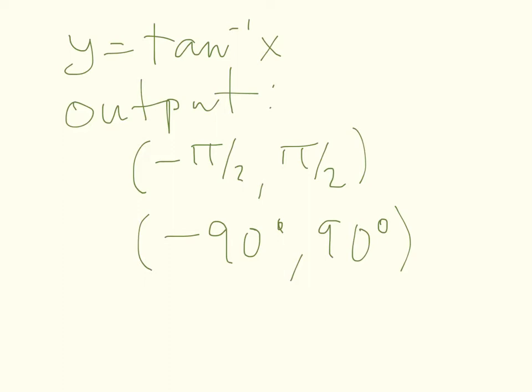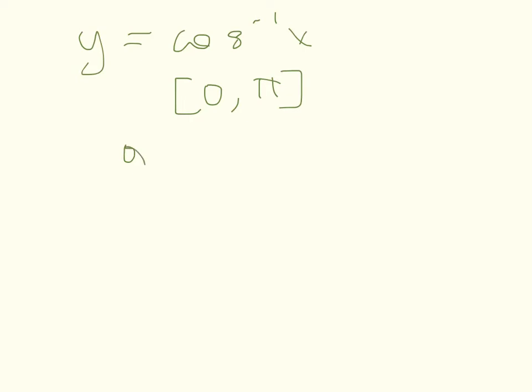Finally, we have inverse cosine. So the output of y equals inverse cosine of x has to be an angle from 0 to pi, or 0 to 180 degrees. Okay, so if you're asked to give a value of inverse cosine of x, it has to be in this interval. Okay, so let's do some examples here.